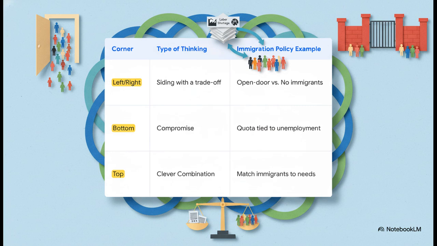Okay, let's make this real. Take a super complex topic like immigration policy. Your left and right corners, the two extremes, might be a total open-door policy versus allowing no immigrants at all. A compromise, down at the bottom, might be something like a quota system. But a clever solution, up top, that could be a program that actually matches immigrants with specific skills to regions that have major labor shortages. See the difference? It's not about splitting the difference, it's about completely reframing the problem.